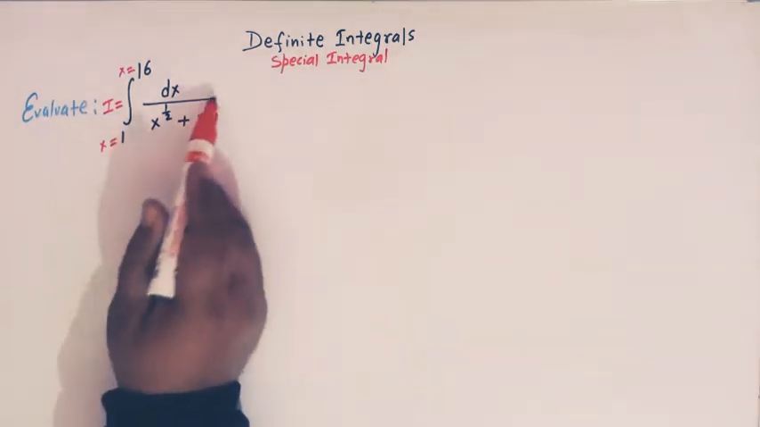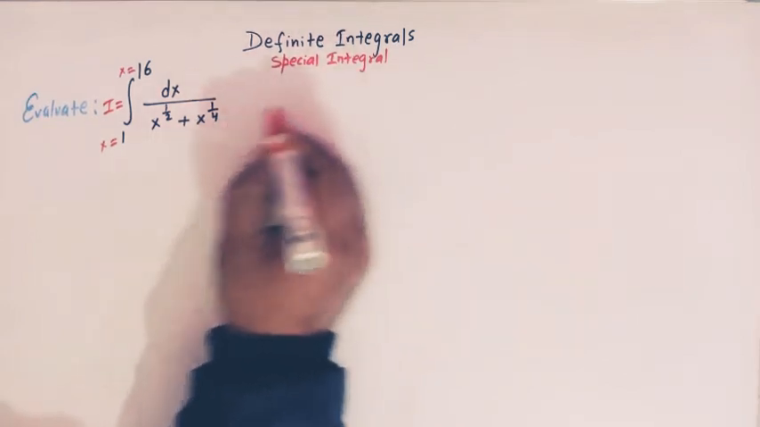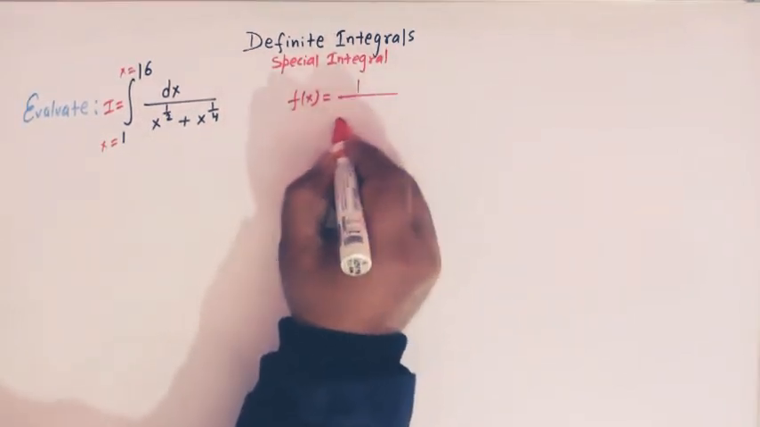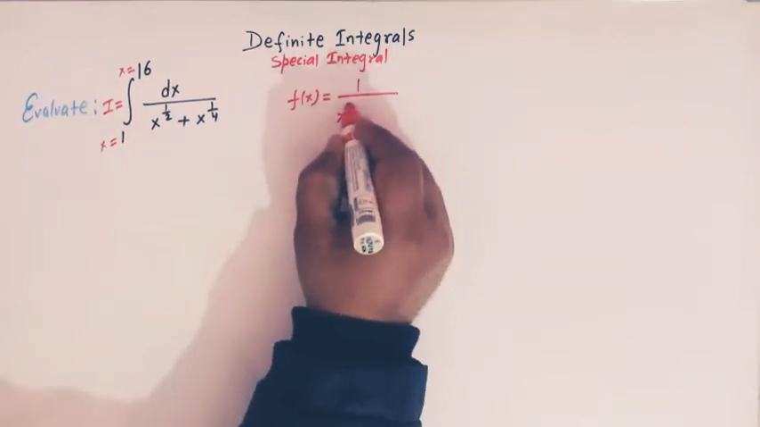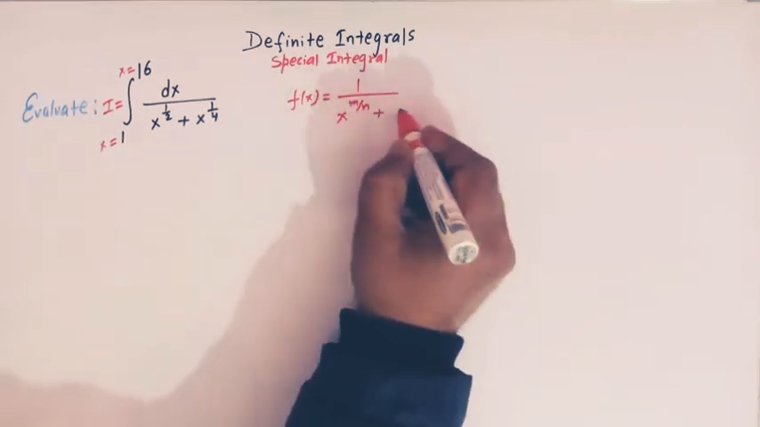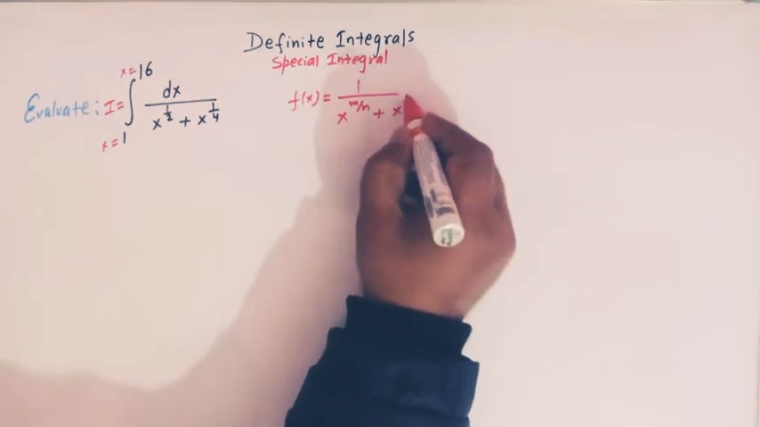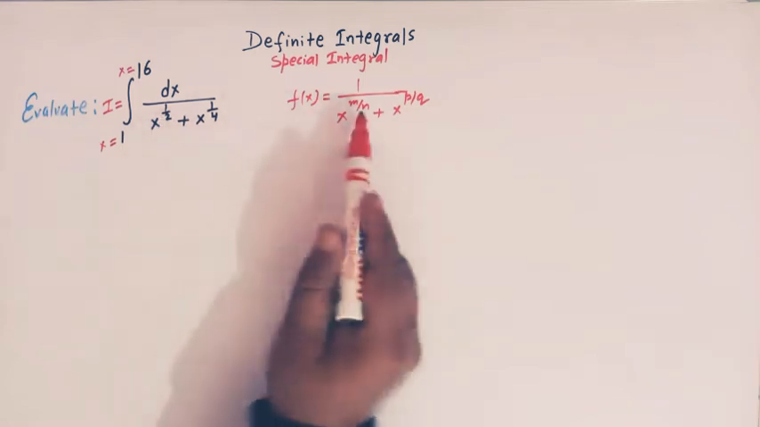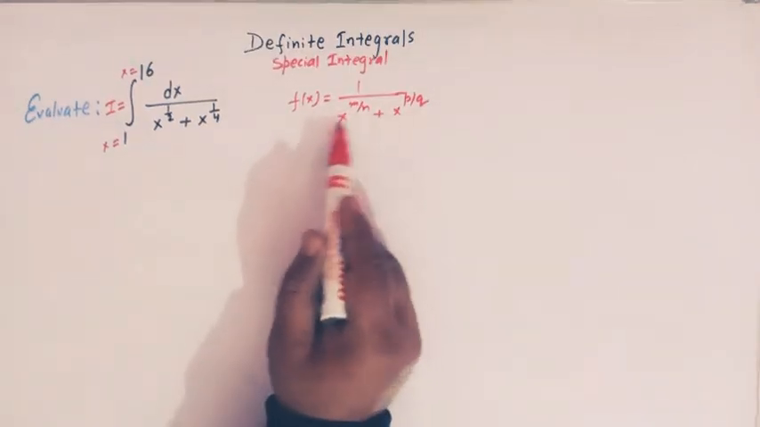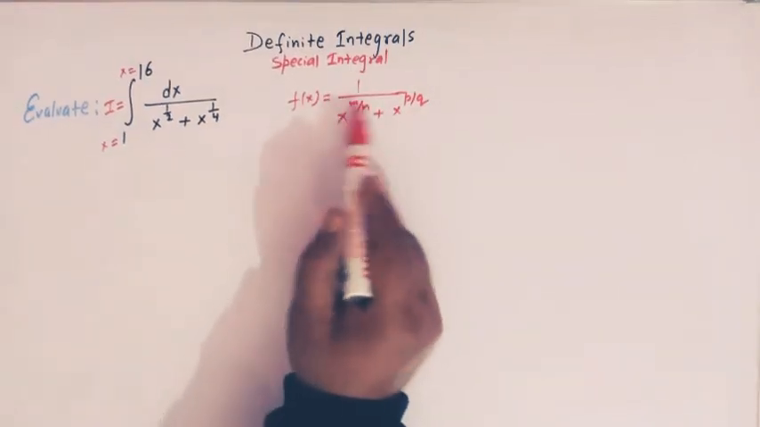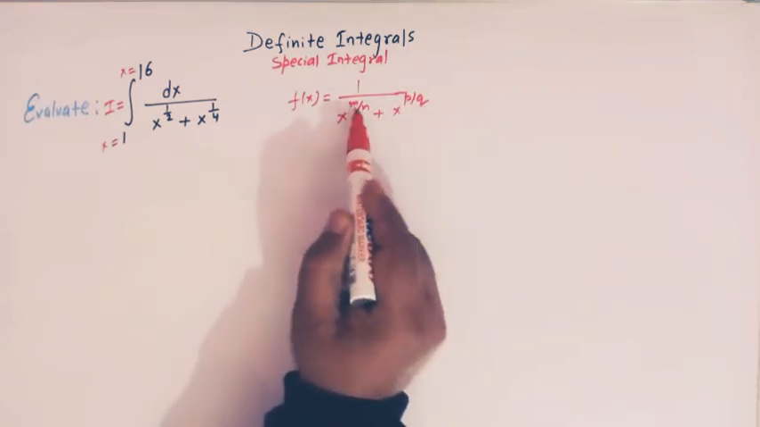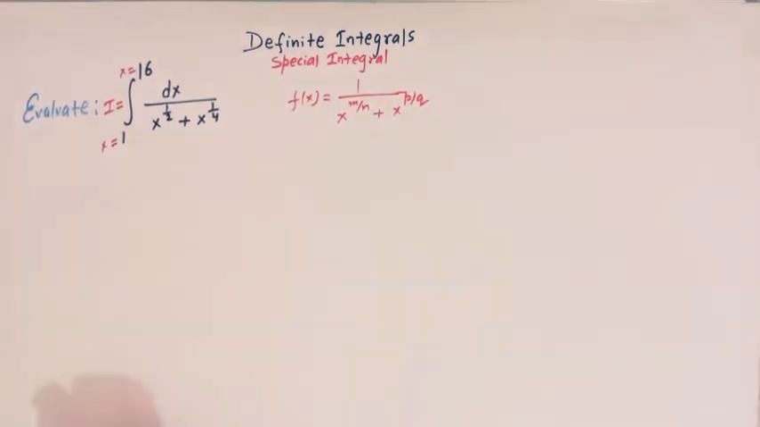Here we see that our integrand is of the type 1 over x raised to m over n plus x raised to p over q. So the integrand is of this form, that is 1 over x raised to m over n plus x raised to p over q, where m over n and p over q are rational numbers.